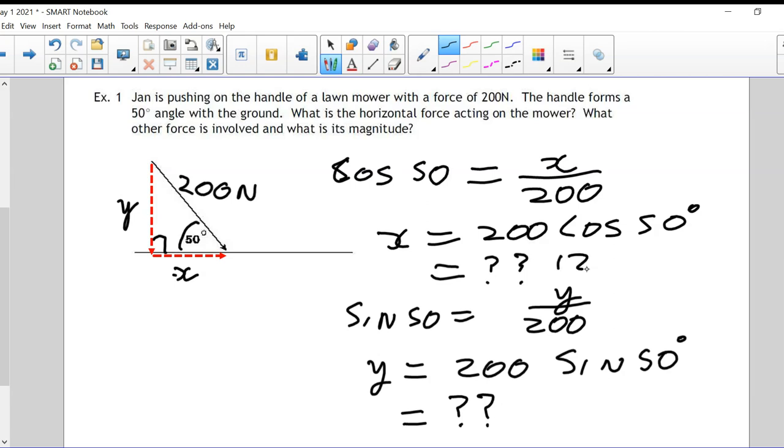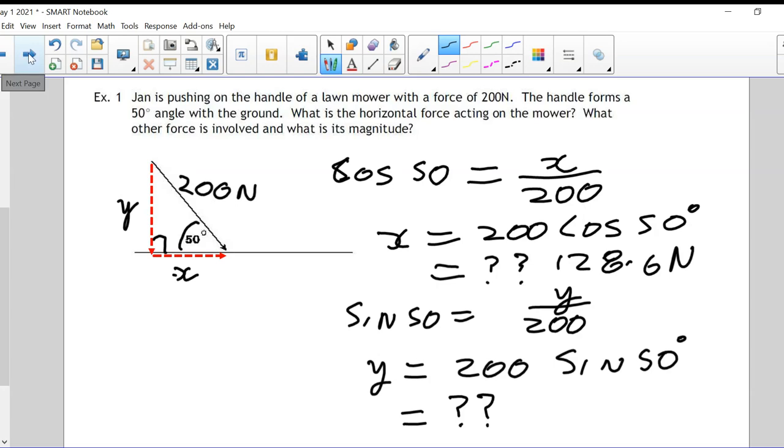So 128.6, and that's of course also newtons. And notice that that's less than the 200. So even though you're pushing with a force of 200, when you split it up into two parts, each of these two parts will be less than the 200. But when you put them together, they combine to give you a force of 200. One pushing to the right and one pushing down.